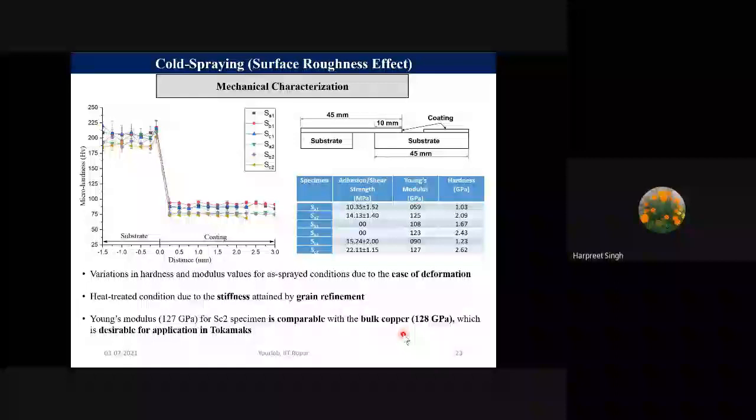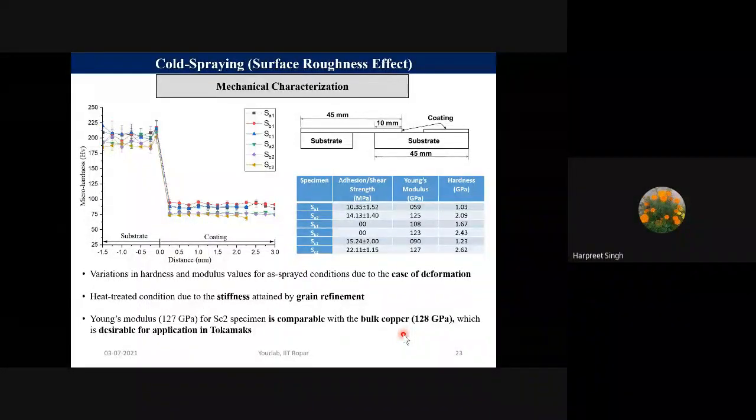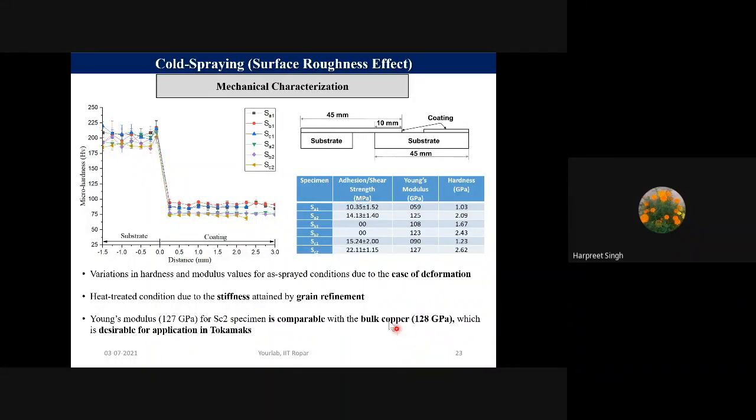So in other words, our recommendation from here was that if you want to deploy this coating or achieve this kind of coating, then you have to first mirror polish the sample, then deposit copper on it, and then go for heat treatment as per our protocols. But still, we are not able to achieve the adhesion strength even in this project. We have made some recommendations, but we have not achieved that much adhesion strength.